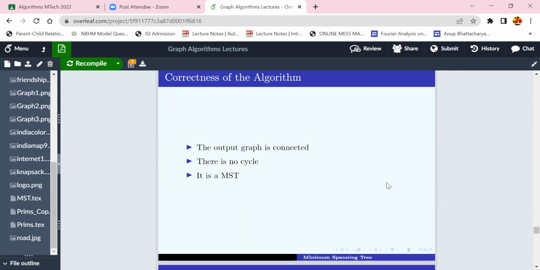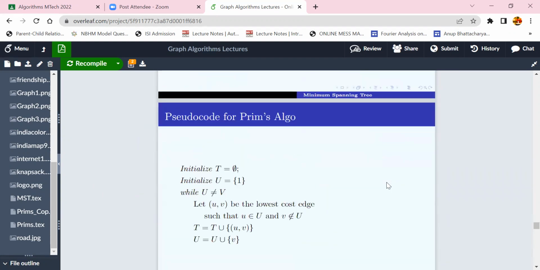So now we have to show the correctness of the algorithm. First of all, the graph that is being outputted, it is connected, right? The algorithm we have constructed, the graph will be connected, right?